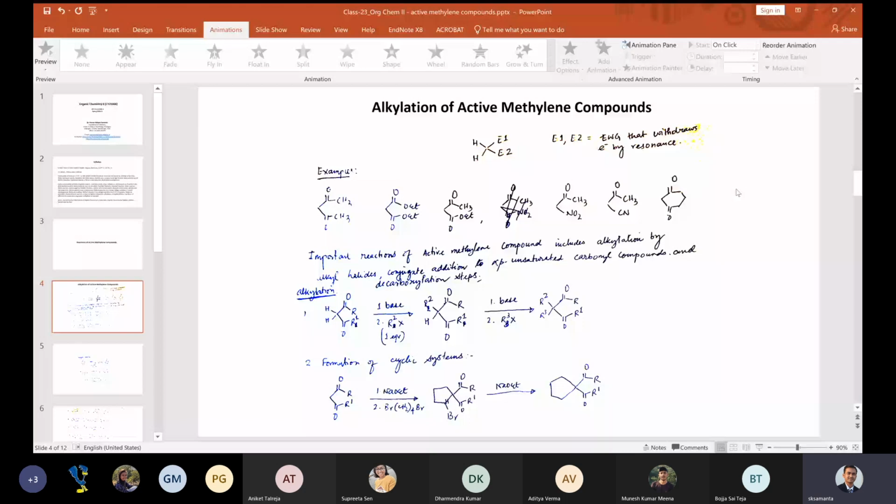So important reactions of active methylene compounds involve alkylation by alkyl halides mostly, then conjugate addition to alpha beta unsaturated carbonyl compounds, and also decarboxylation steps. We will see these examples. So what does this alkylation mean?